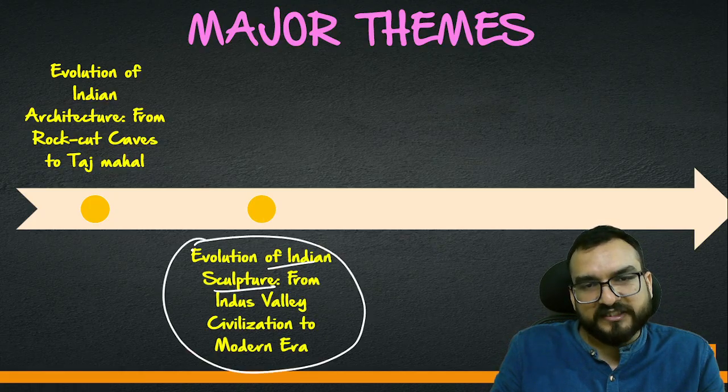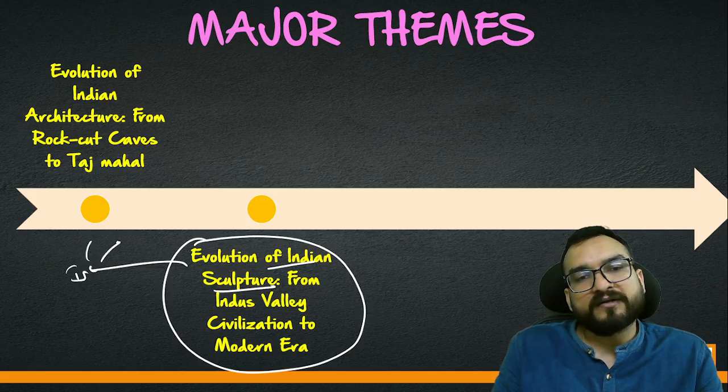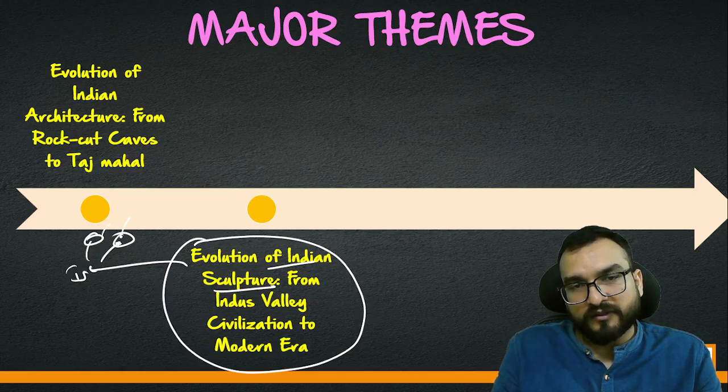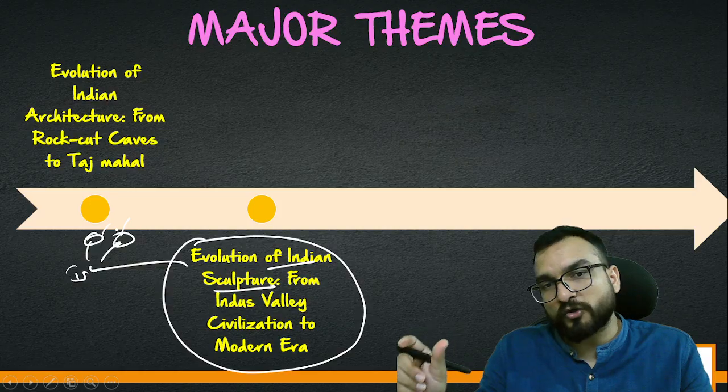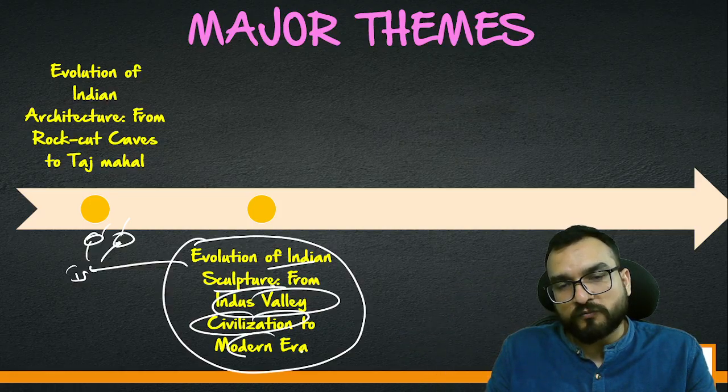Second theme, Indian sculpture, means your IBC sculpture like the dancing girl, the dancing girl bronze figure, the priest king. What are the features? What are the contributions to Indian culture? What you can get from it, right? Features, significance, contribution. These three things for mains. From Indus Valley civilization to the modern era.